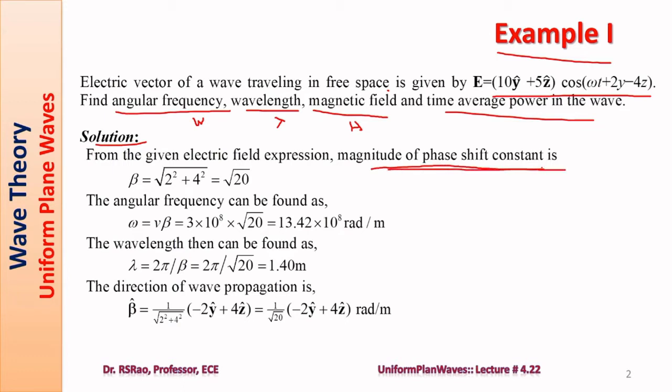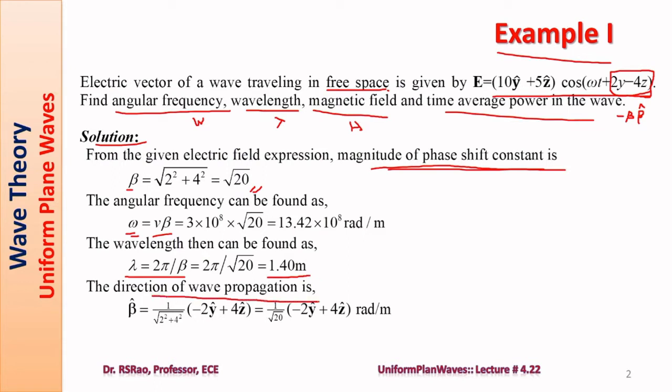magnitude of phase shift constant beta is square root of 2 square plus 4 square. It turns out to be root 20. Angular frequency omega is velocity multiplied by beta. Wave is in free space, so velocity is 3 into 10 power 8. Beta is already computed. Therefore, omega can be calculated easily. It turns out to be 13.42 into 10 power 8 radians per second. Wavelength is 2 pi by beta. Beta is known, so lambda can be found without any difficulty. It turns out to be 1.40 meters.